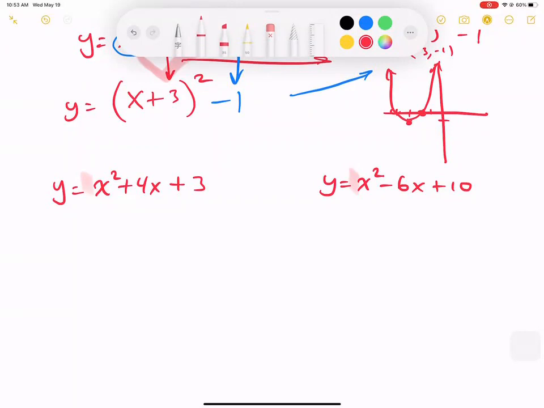If I take this and divide it, what's 4 divided by 2? 2. 2 squared is 4. Nope, that is not right. 6 divided by 2 is 3. 3 squared is not 10. These are not perfect squares. The perfect square would have been x squared plus 4x plus 4. X squared plus 6x plus 9, right? 3 squared is 9. Okay, those are my perfect squares. We don't have that. We have an overweight Asian dude, okay? That's what we got. Got to work out. Let's go ahead and do it.